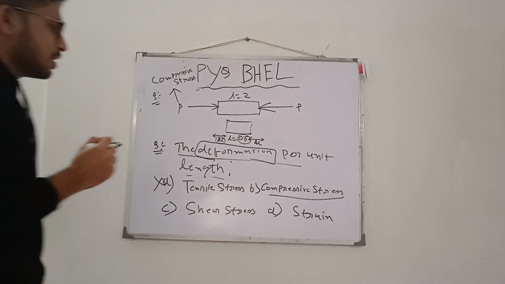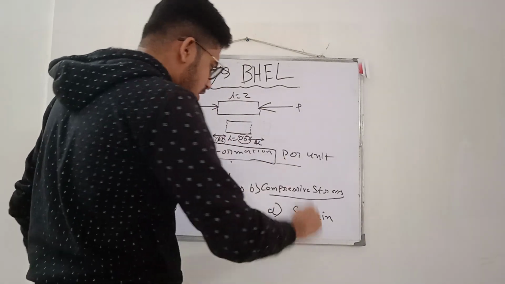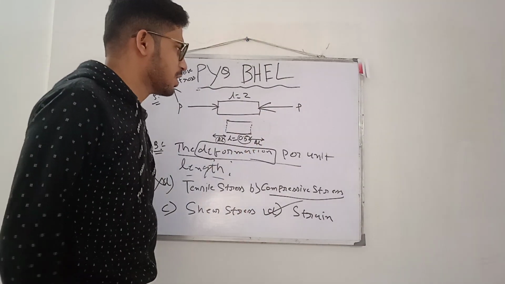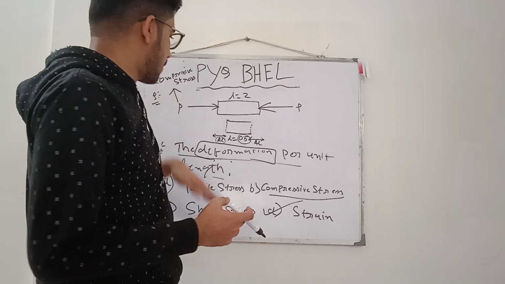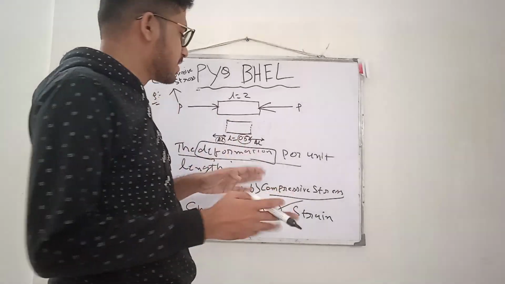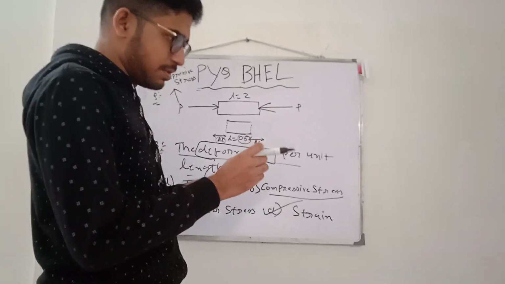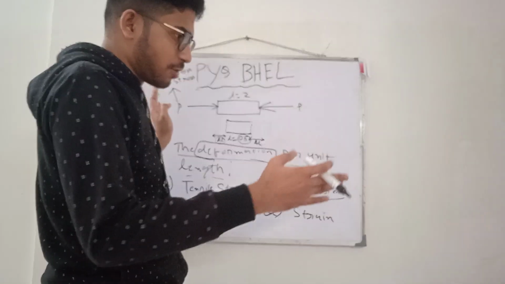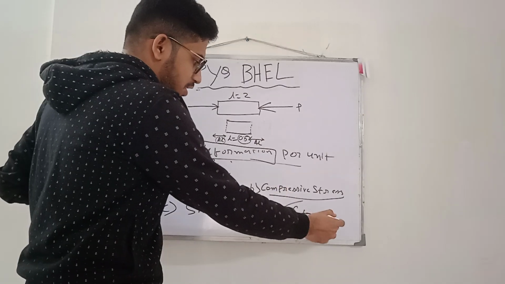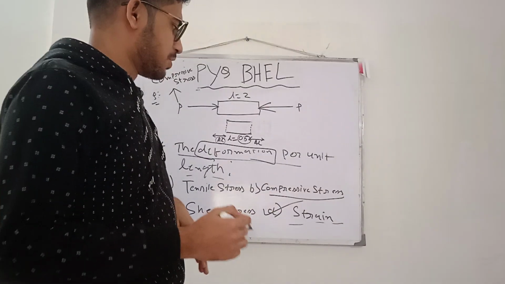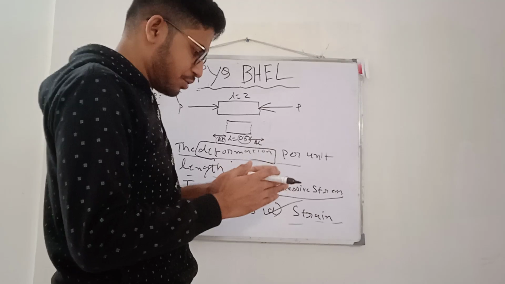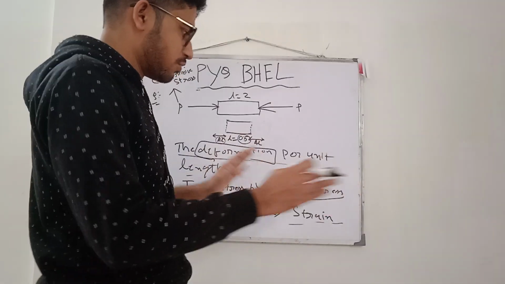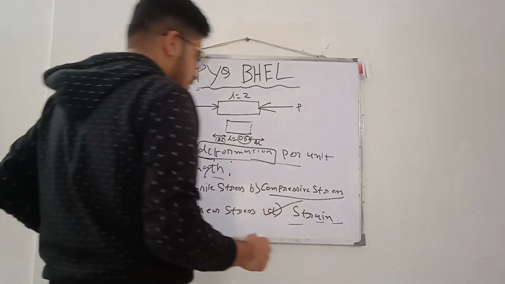And this deformation per unit length is called what? Strain. This deformation is called strain if it is for compressive stress. And when tensile stress occurs in the material, the deformation means the increase in length, and that process is also known as strain. It is going from its initial length to a final length. The deformation process is known as strain.